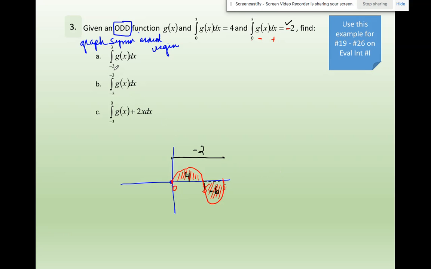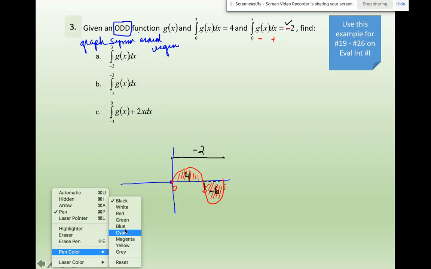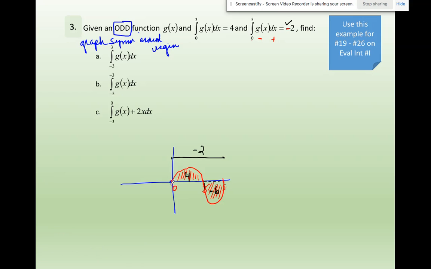Whoa. Why are they asking? I don't have any information about negative 3. What the heck? I don't understand. Stress, anxiety. They only gave me information about 0 to 3 and 0 to 5. How in the heck can they ask me to integrate with negative 3s and negative 5s? What the heck? Hello?